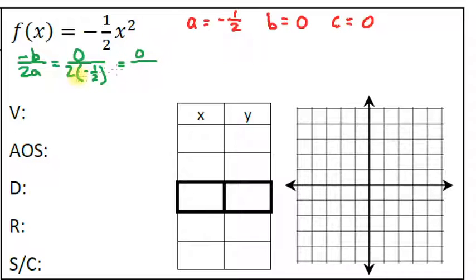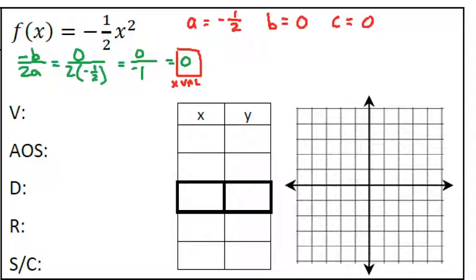We can just say this is 0 over 2 times negative 1/2. Well, 2 times 1/2, that's just a reciprocal. 2 times 1/2 is 1, and a positive times a negative is a negative. Again, 0 over negative 1 is just 0. So our x value of our vertex is going to be 0. I'm going to put a box around that so we see it. There's our x value of our vertex.